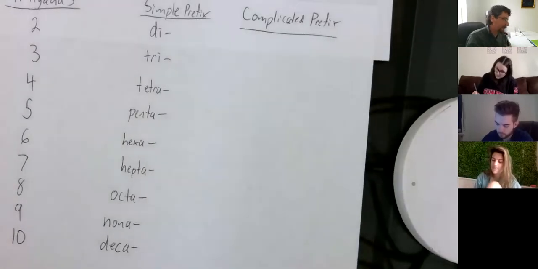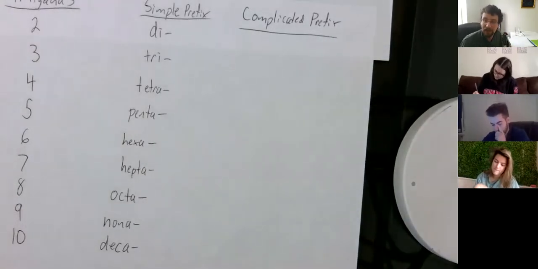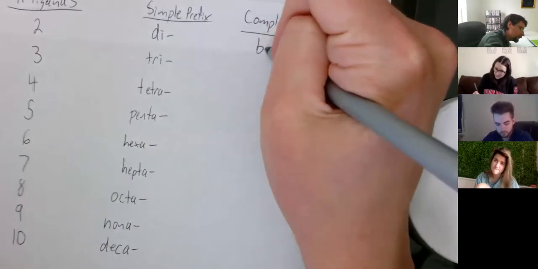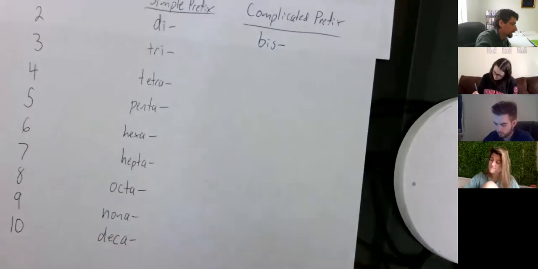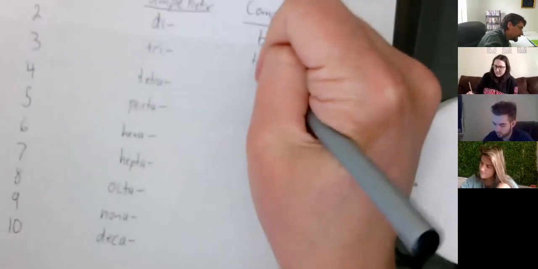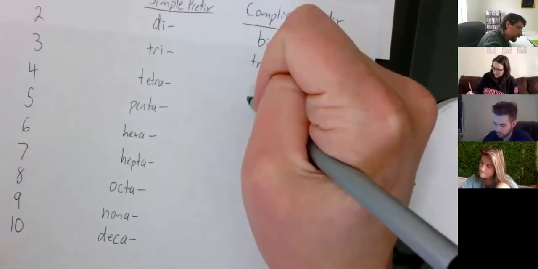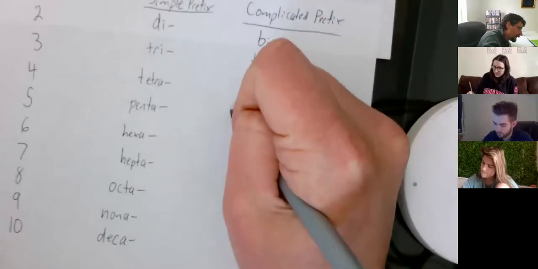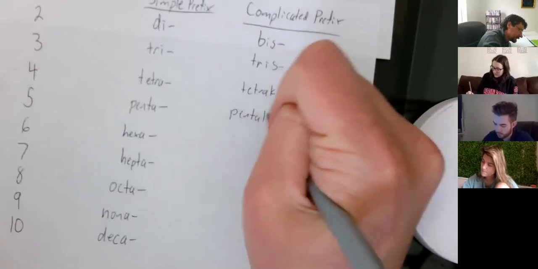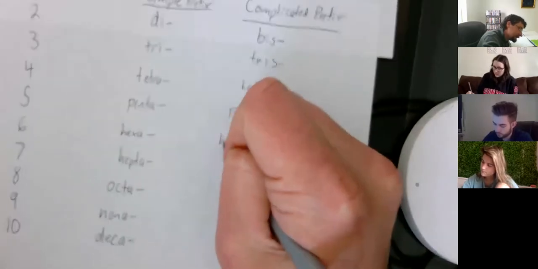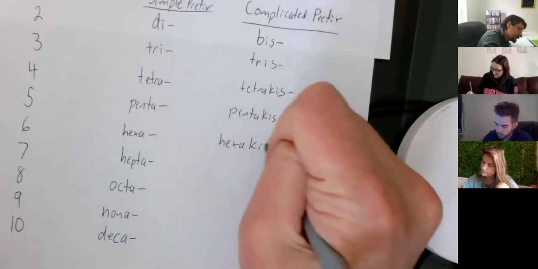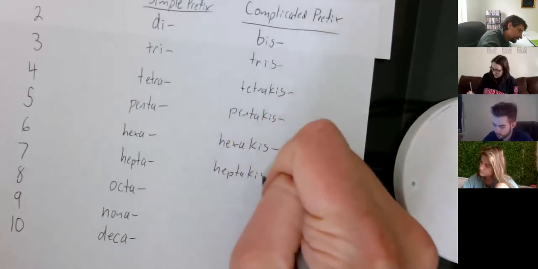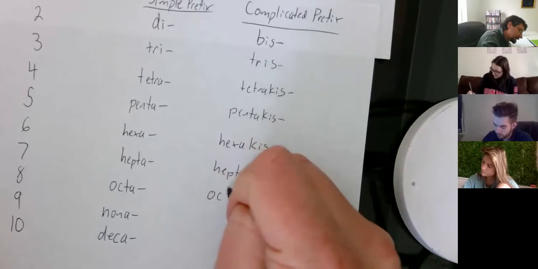we add -is to some of these or -kis to some of them. So for 2, it would be bis. For 3, it's tris. 4 is tetrakis. 5 is pentakis. 6 is hexakis. 7 is heptakis. 8, octakis.